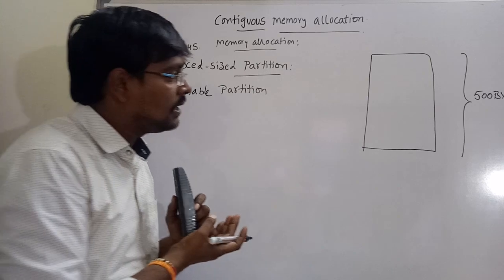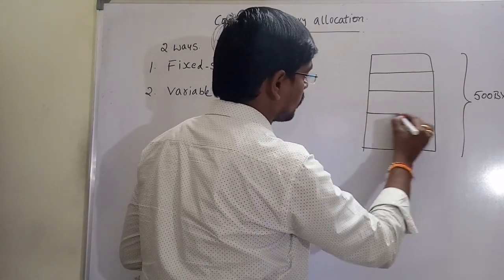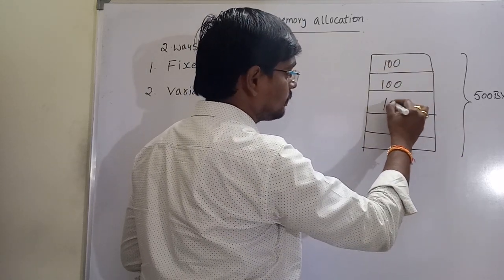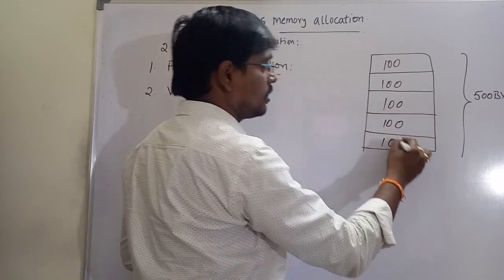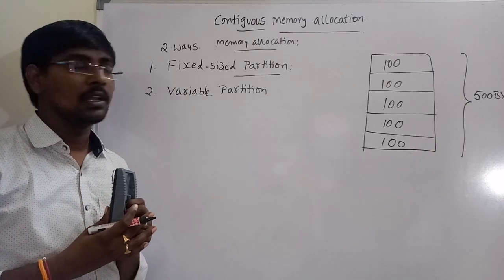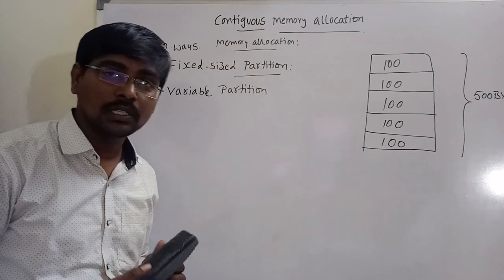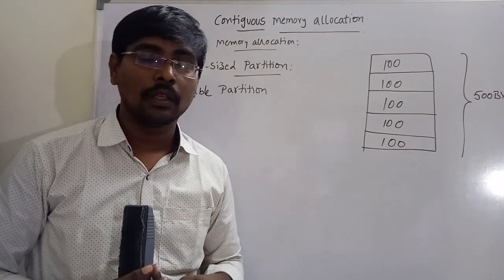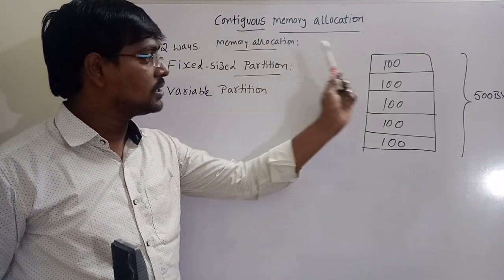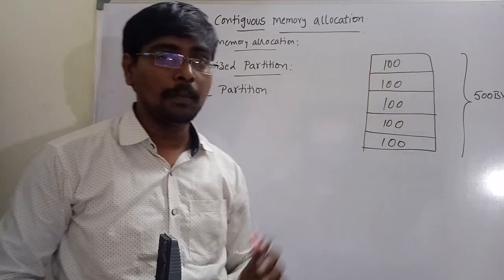Now my memory is divided into fixed partitions, that is, the size of each one is 100. This is the way I am dividing my memory. Whenever a process enters into the system, that process is placed into the input queue. Whenever a process requests the CPU, we allocate one partition for that process.